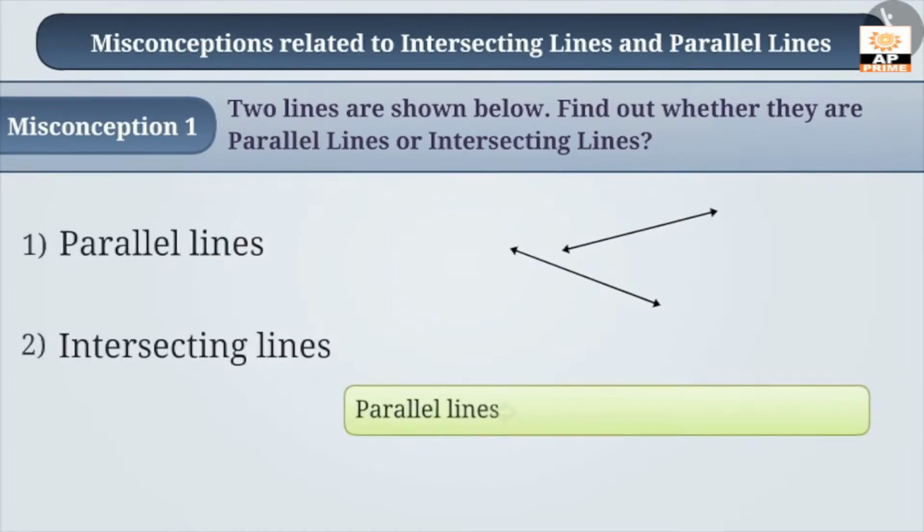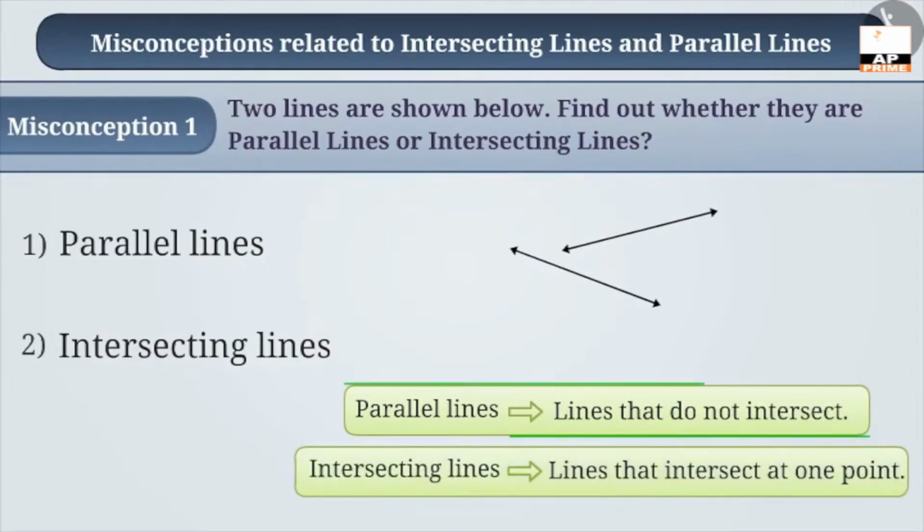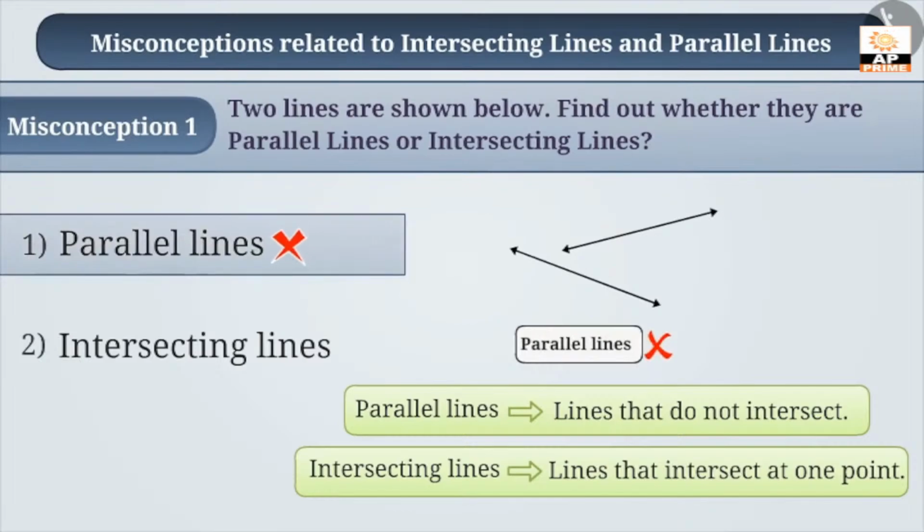Lines that do not intersect are called parallel lines, whereas lines which intersect at a point are called intersecting lines. Some children memorize these interpretations. They do not understand their true meaning. As children see here that the given lines are not intersecting at any point, they think that the given lines are parallel lines. With this misunderstanding, option 1, the wrong answer is chosen.